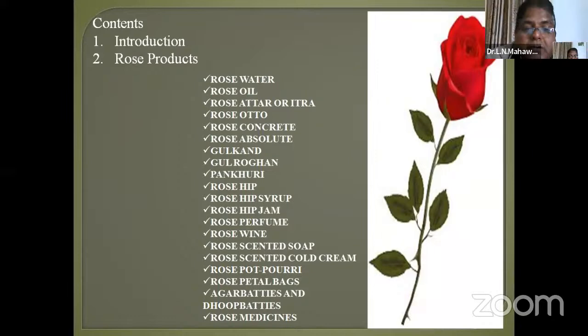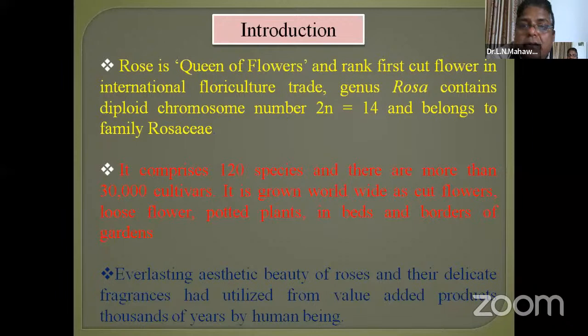So, as we know, rose is the queen of flowers, and it is the first cut flower in the international floriculture trade. This genus Rosa contains the diploid chromosome number 2n equal to 40, belongs to the Rosaceae, and comprises about 120 species. There are more than 30,000 cultivars. It is grown worldwide as a cut flower, loose flower, pot plant, and for beds and borders in gardens.